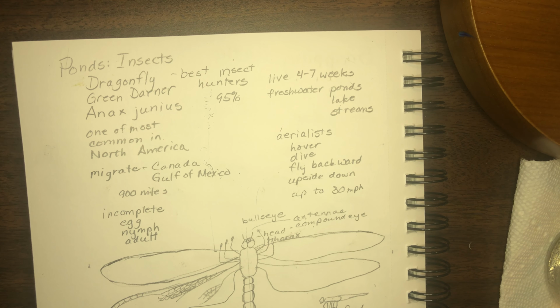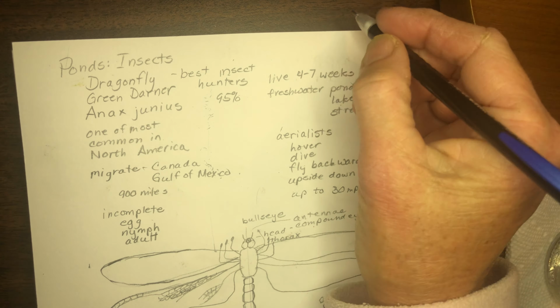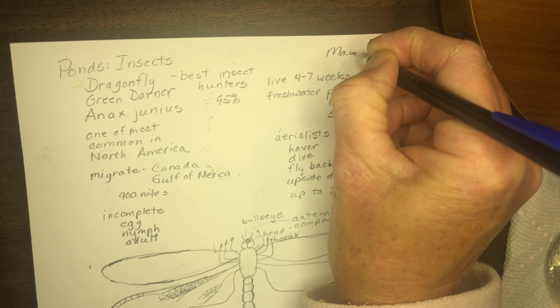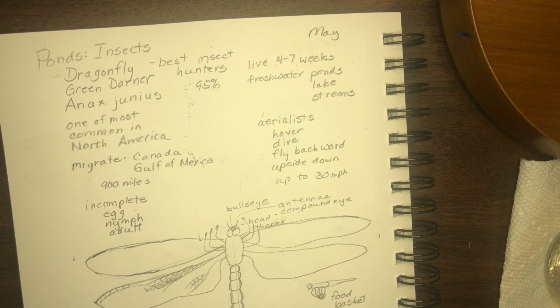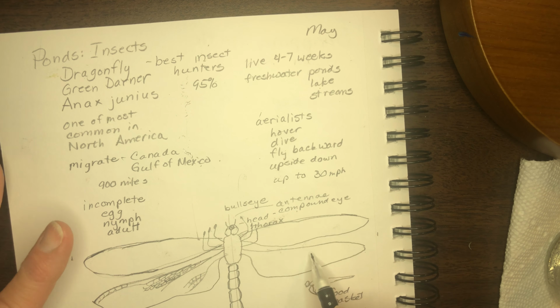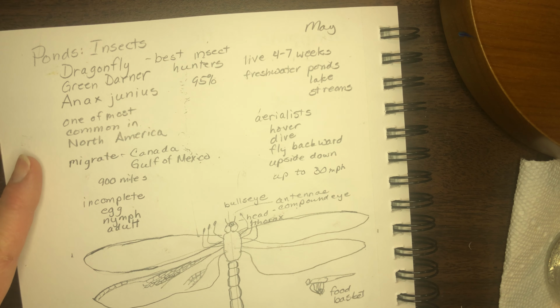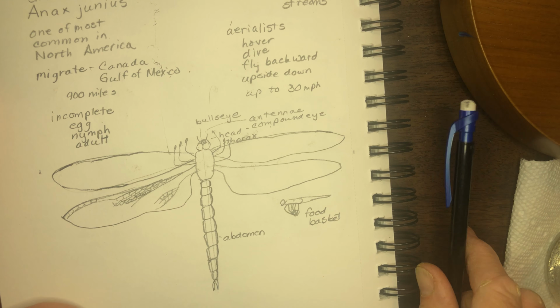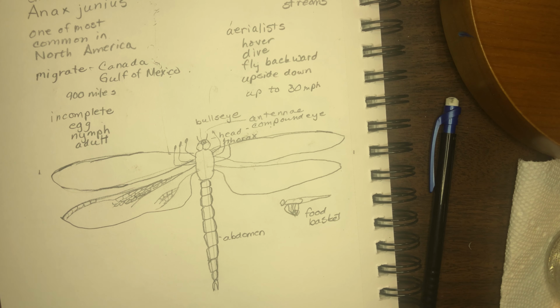So they hunt other insects. Again, up here, write the date that you're doing this. If you can find a dragonfly that has died, and you can look at their wings and their body structure, that's the best thing to do.